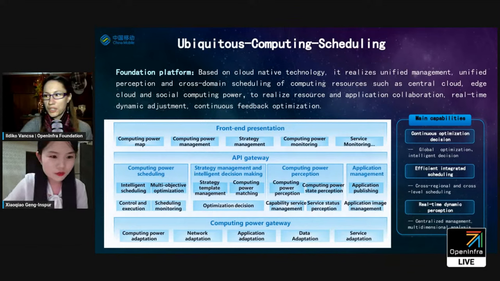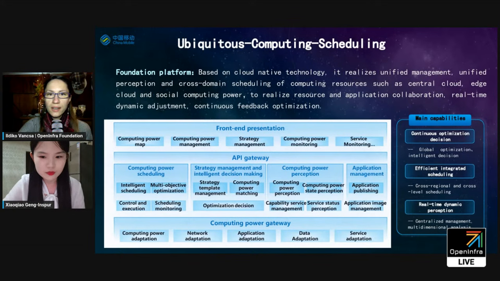Before we move forward, just a quick question. Can you tell us more about the application scenarios for ubiquitous computing and scheduling, and also maybe what components might already be available in open source from it?